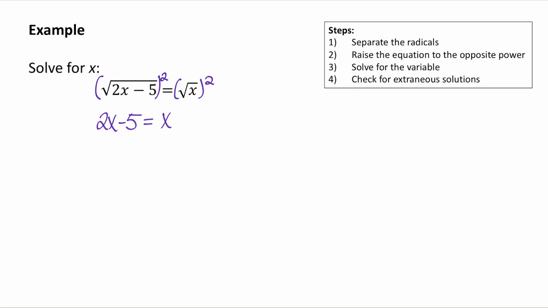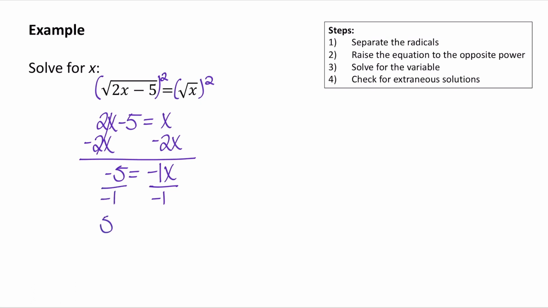So now to solve for x, I'm going to collect all my variable terms on one side of the equation. So I'm going to subtract 2x from both sides. And now I get negative 5 equals x minus 2x, which is negative x. Remember that a negative x is basically a negative 1x. So now to solve for x, I'm going to divide both sides by negative 1, which gives me 5 equals x.